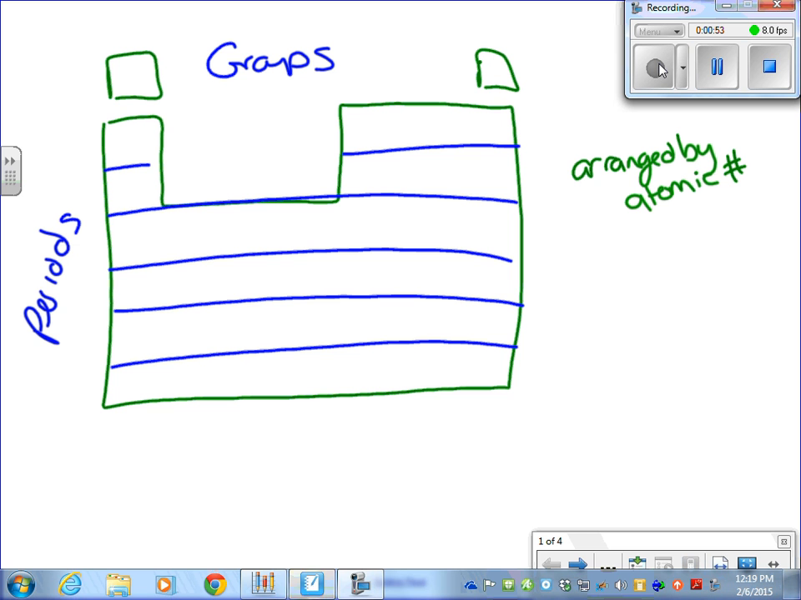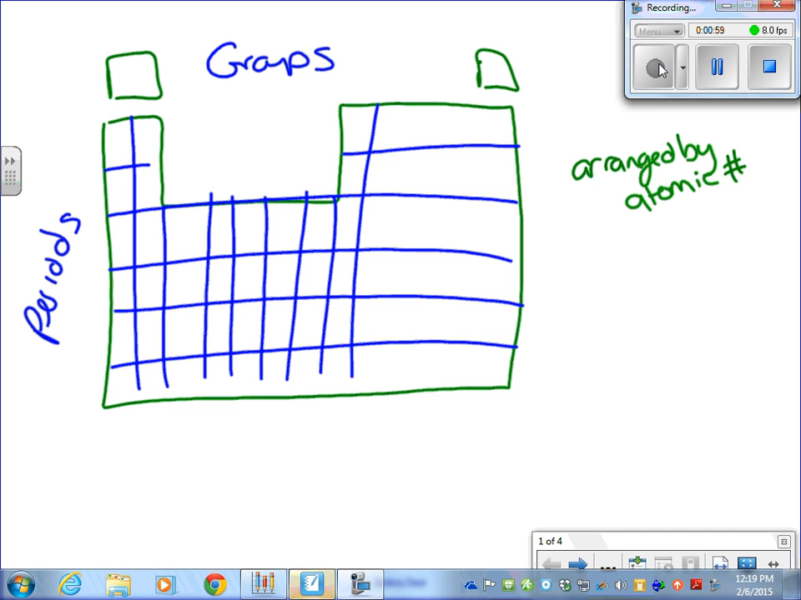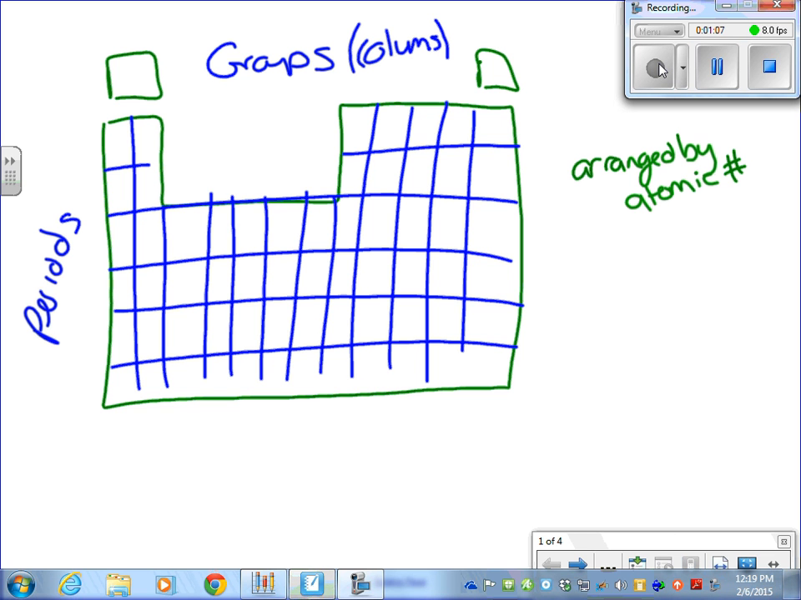And groups go down. So groups are the columns. Groups are columns, periods are rows. So that's kind of how the periodic table's arranged.